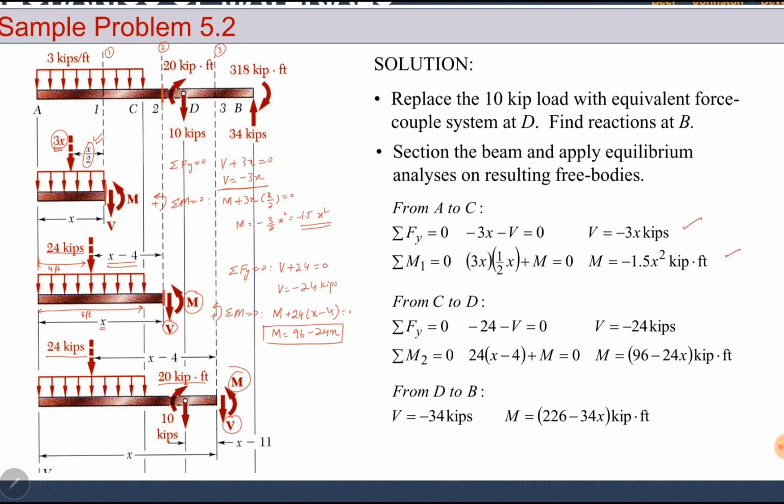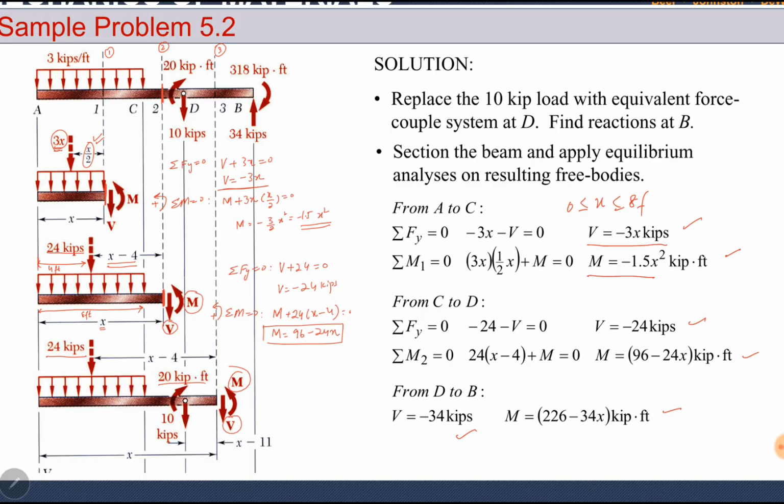V and M between A and C, then V and M between C and D, then V and M between D and B. Now, V is a linear function of x, or length, from A to C. So it is 0 to 8 feet. If it is linear, we can put 0 and 8 one by one in this expression. We will know the starting and end point, and we can draw a line between them. Similarly, in this expression, we can put values between 0 and 8, and we can find the equation of moment.